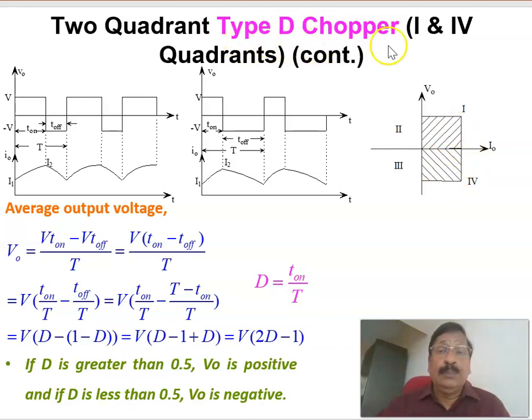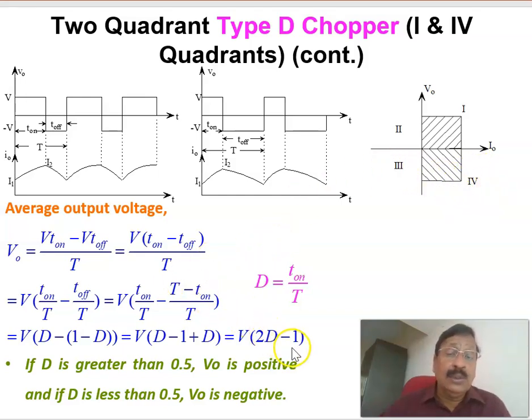Therefore, in a type D chopper, if the on period is more than the off period, the average voltage will become positive, and of course the average current is positive. We will be operating in the first quadrant. And if the on period is less than the off period, the average voltage is negative, but current is always positive. It is operating in the fourth quadrant, or reverse braking operation.